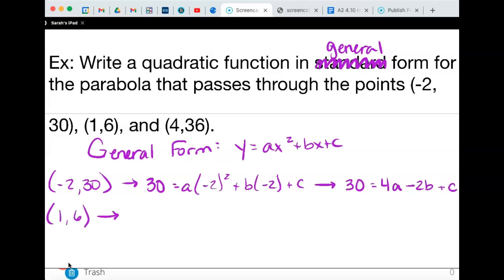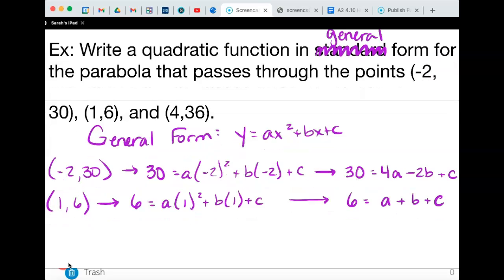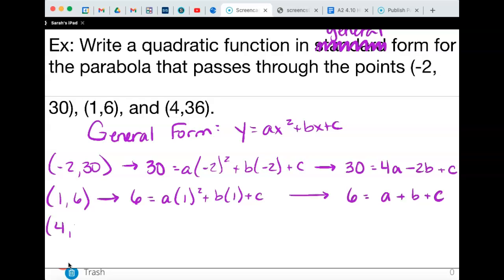So moving on to the next point, 1, 6. So same thing, we're replacing 6 for the y value and the 1 for the x value. So a times 1 squared plus b times 1 plus c. And same thing, I just want to rewrite this so it doesn't look so messy. 1 squared is 1. So I have a plus b plus c. Same thing, I can't do anything to solve this or simplify it anymore. And moving on to the last point, 4, 36. So still replacing the y value and x value.